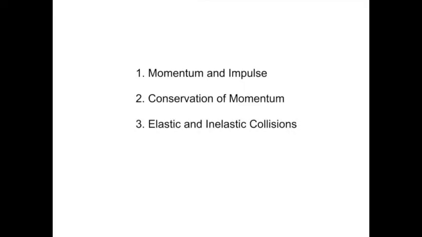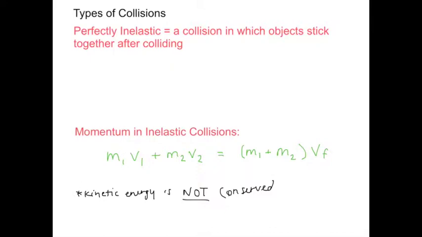So far in this chapter, we've gone over momentum and impulse and the idea of the conservation of momentum. Now it's time to look at elastic and inelastic collisions. There are two major types of collisions. First is a perfectly inelastic collision. This is a collision in which objects stick together after colliding.